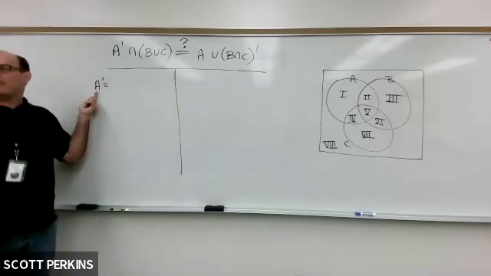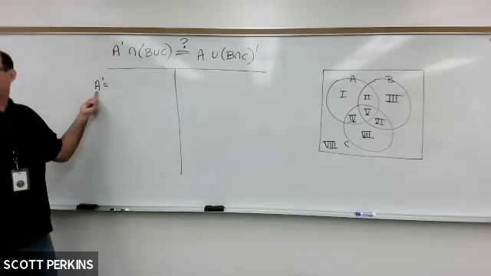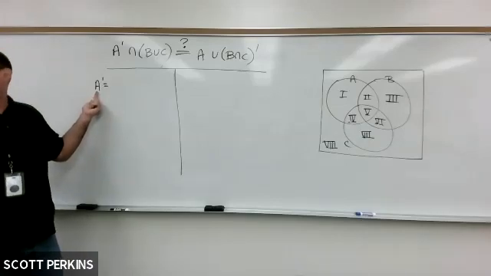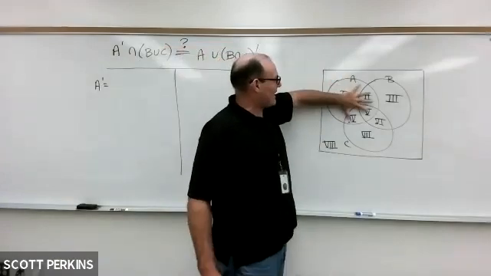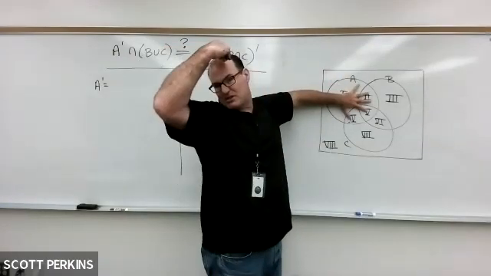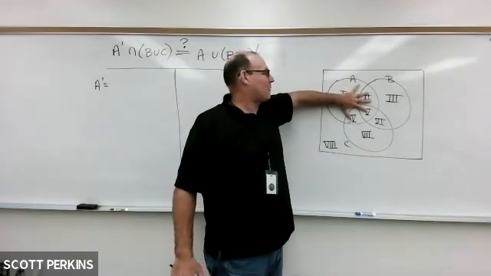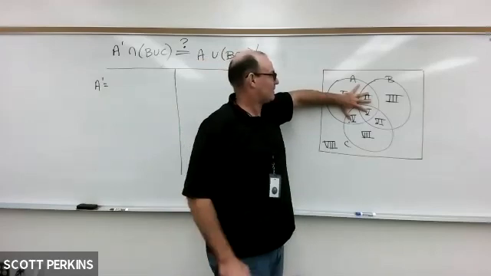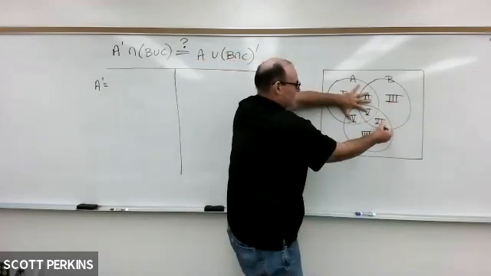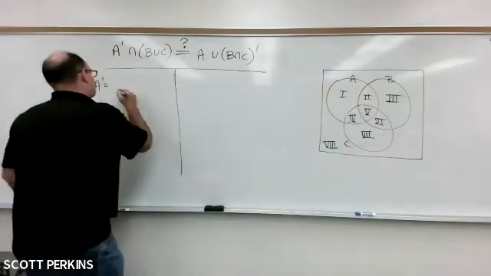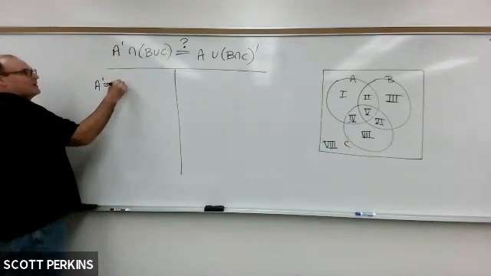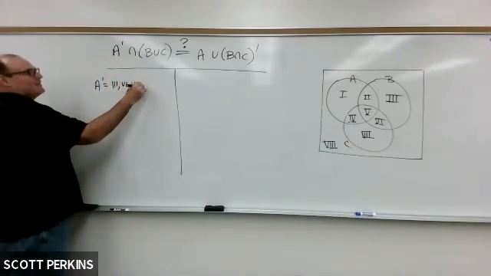What I want to know is what regions describe the complement of A. Remember, the complement is everything outside of A. So with my hand, I'm going to cover up what A is. What regions are left over when I cover up what A is? 3, 6, 7, 8. So any elements that are in 3, 6, 7, 8.